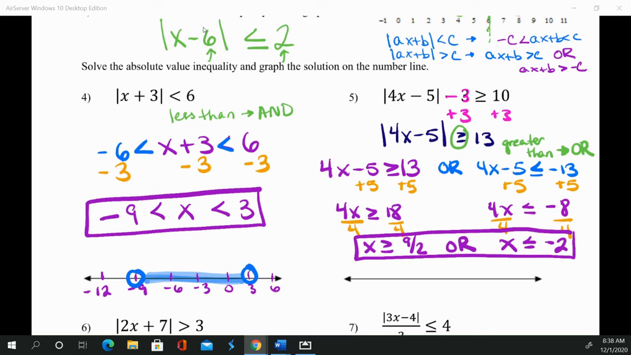So 9/2 is equal to 4.5. So I'm going to go up by 2. So I'm going to start at -4. Number lines are your choice as long as everything fits, doesn't matter. So x is greater than or equal to 9/2, which is 4.5. So just after that 4, greater than, so we shade to the right, or less than or equal to -2, shaded to the left.